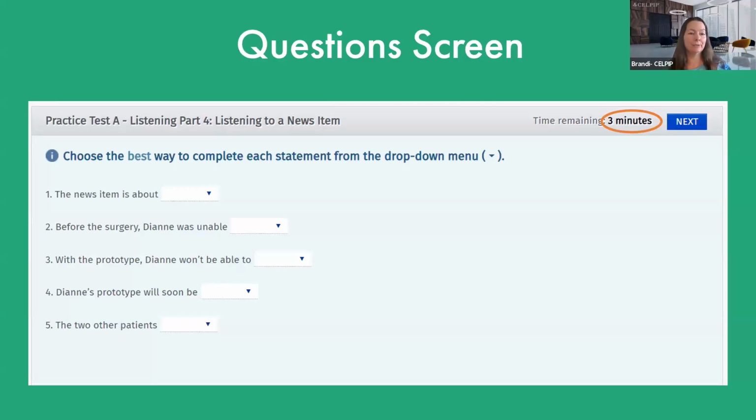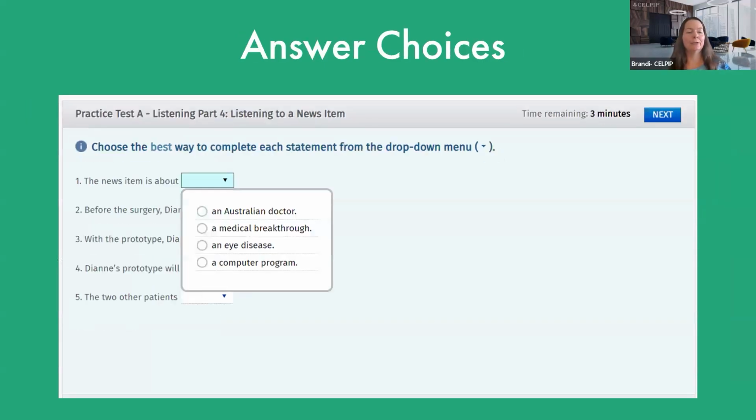So this one says, the news item is about, and when you click the drop-down arrow, these are the 4 possible answers that come your way. So like we did before, why don't you see if you can answer the question now? You can use the Zoom chat if you wish. And then we'll sort of discuss strategy. You want to be as quick as you can, of course.